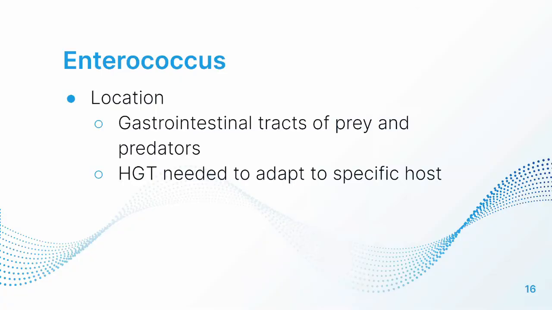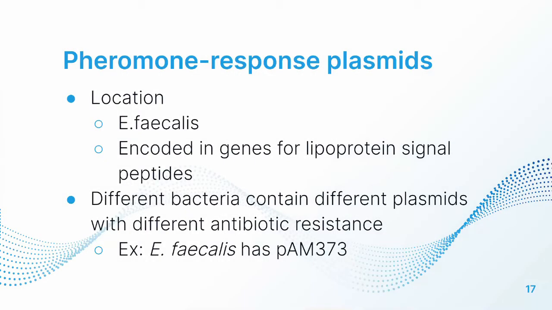Enterococcus is a very interesting bacteria because it is found in different organisms. For example, it's found in the gastrointestinal tracts of prey and predators. Therefore, the bacteria needs to be able to adapt to their different environments. So because prey and predators have different diets, the Enterococcus bacteria need to be able to adapt to the different nutrients. And so pheromone-responsive plasmids are known to be found in the species of Enterococcus faecalis.